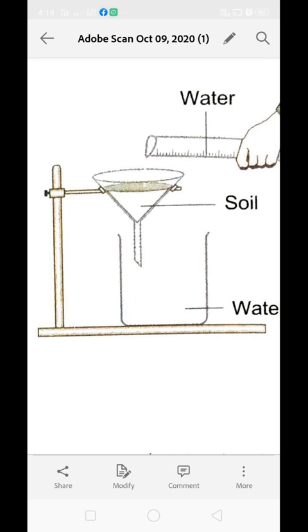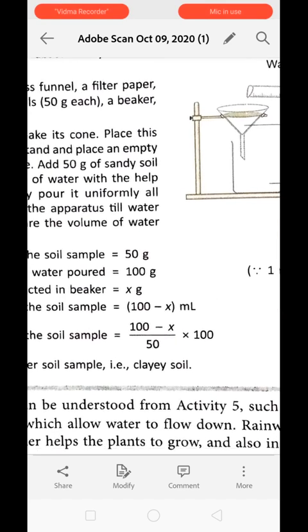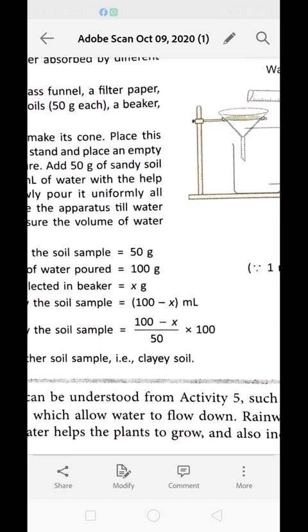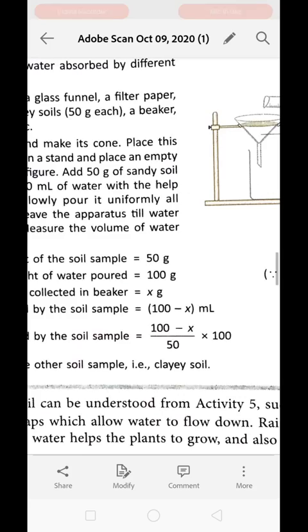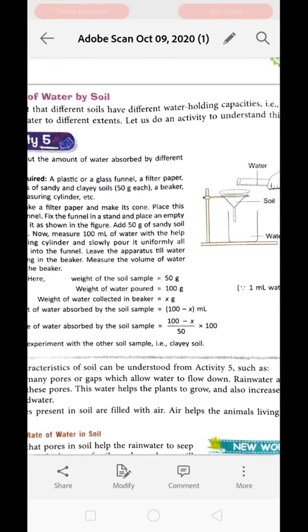Now the percentage of water which is absorbed by the soil sample should be calculated by (100 minus X) by 50 into 100. Over here, 100 minus X is the amount of water which is present in the soil, and 50 is the amount of soil which we have kept in the funnel. Of course, we are calculating the percentage with the help of this formula, and now we will get the percentage of water which is kept inside the funnel.